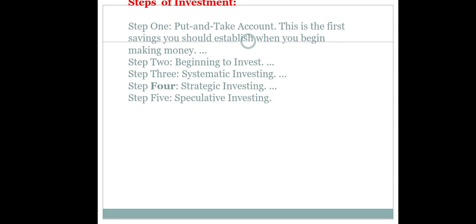The last one is speculative investing. Speculative investing relates to the stock market, where you buy shares, and when the price of the shares is increasing, you sell those shares. That is speculative. When the share price is low, you buy those shares. That is the strategy, the speculative activity that happens in the stock market. So these are the various steps of investment.